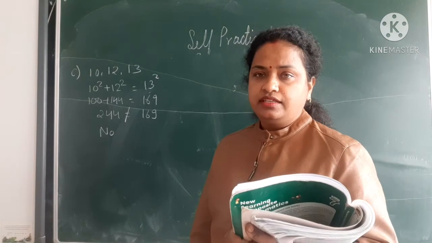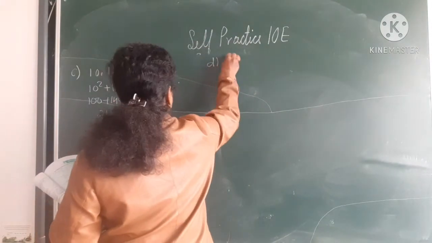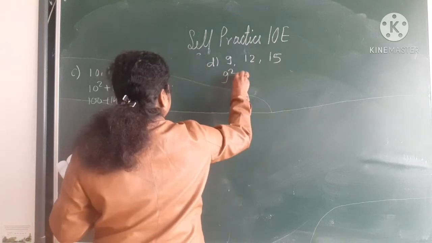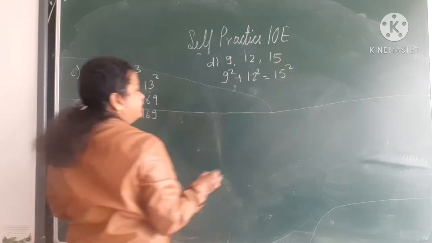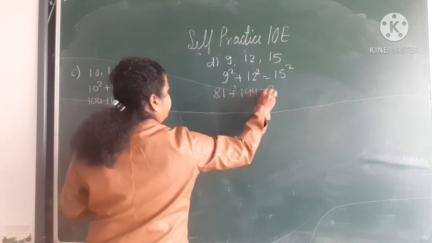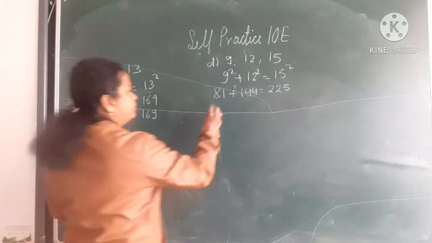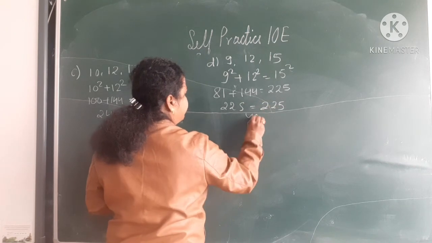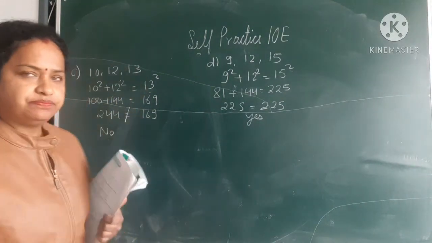Okay. Now next is 9, 12 and 15. 9 square plus 12 square, is it equal to 15 square? You have to check it. 9 square is 81, 12 square is 144 and 15 square is 225. So 81 plus 144 is 225, and it is also equal to 225. It follows the Pythagorean triplet.